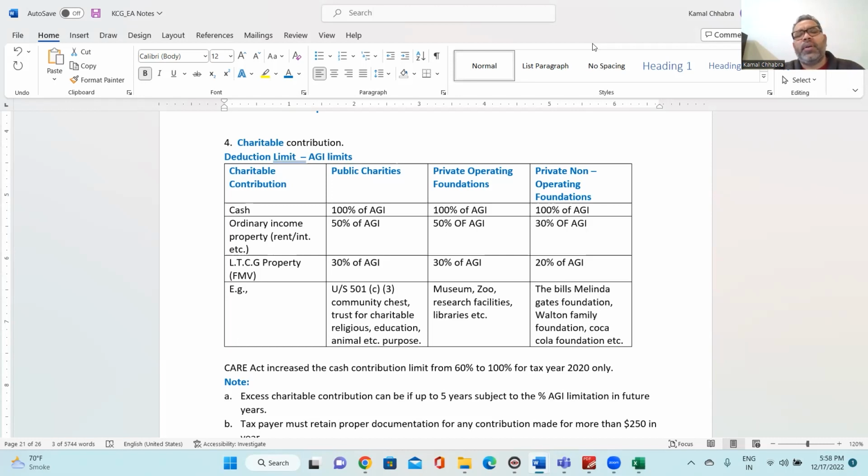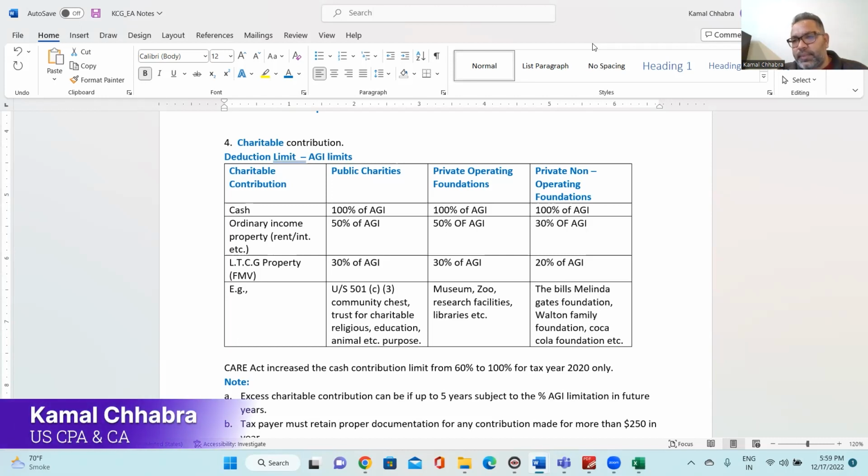Non-operating foundation, I'm sure you might have heard of the Bill and Melinda Gates Foundation. Have you heard about that foundation? Yes, sir. Yeah, I have heard about that. Same way, we have the Walton Family Foundation that has been created by the owner of Disney. Sam Walton, Walmart founder. No, Walmart is separate. Walton is the owner of Disney. So they also have their family foundation, the Coca-Cola Foundation. These are private foundations which have been operating for the social benefit of societies.